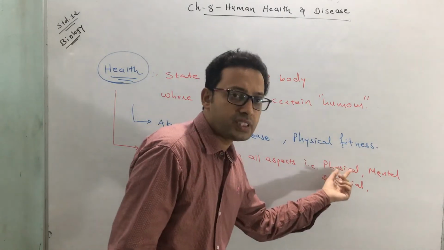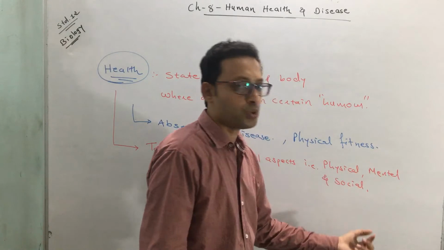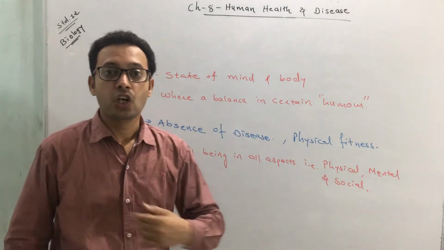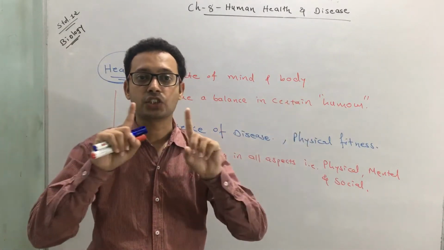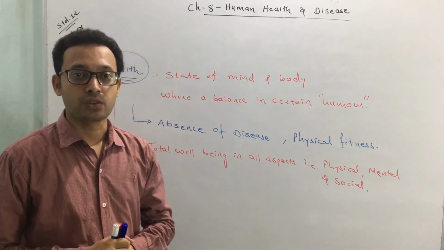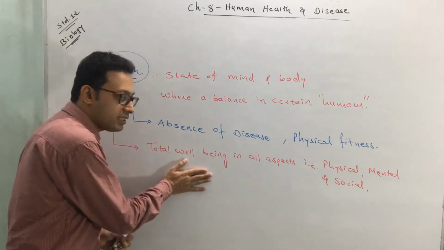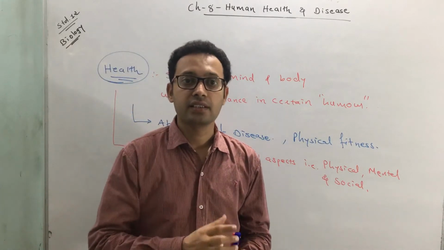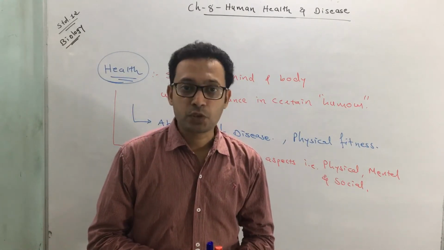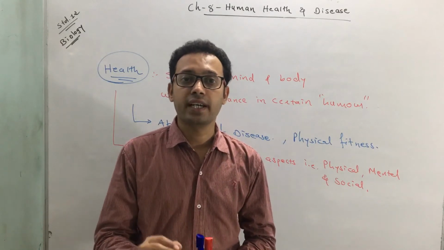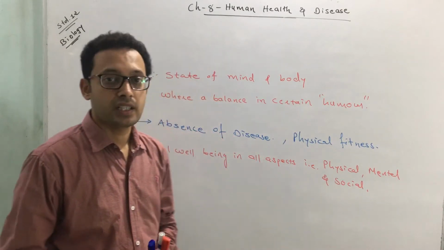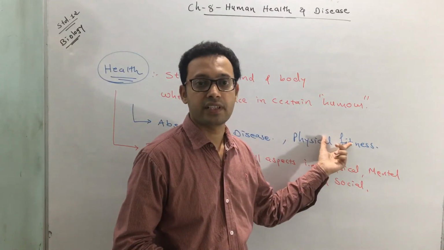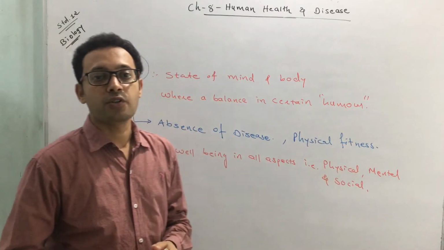All these are necessary: physical well-being, mental well-being and social well-being. Then this is considered health. Only physical fitness is not considered health. So the proper definition of health is total well-being in all aspects: physical, mental and social. This is called health. It is not only absence of disease, it is not just physical fitness. Okay. So this is about health.